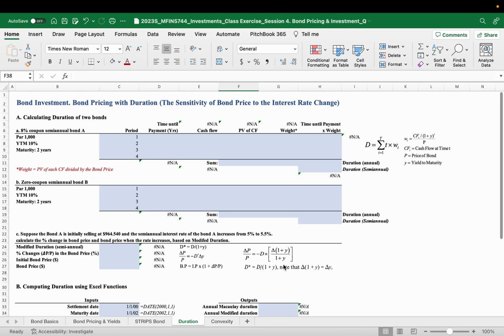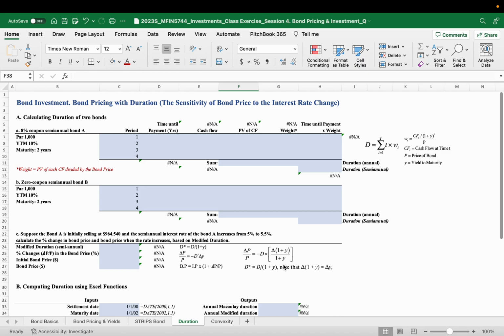So here, why is duration important? Duration gives the price change expectation when we increase or decrease interest, so that bond investors can estimate the bond price changes in the future, and then they can make an investment decision, right?